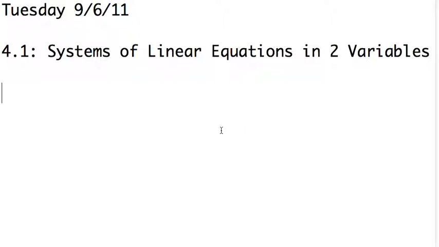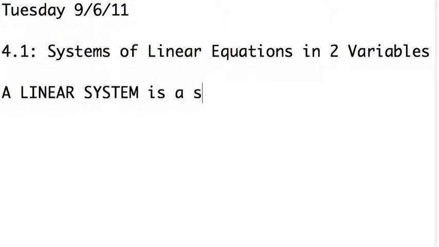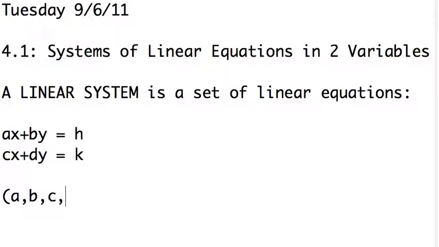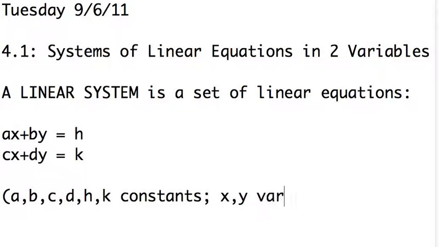But generally, we're going to be looking at systems of linear equations, or as the book likes to say, linear systems. So a linear system is a set of linear equations that looks like this. Typically, we want them to be in standard form: ax plus by is equal to h, and cx plus dy is equal to k, where a, b, c, d, h, and k are constants, and x and y, as usual, are variables.